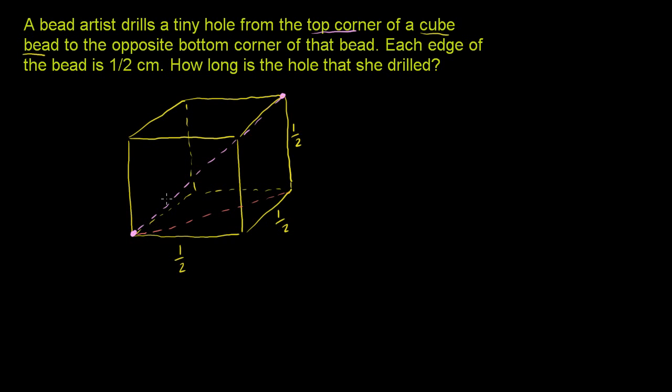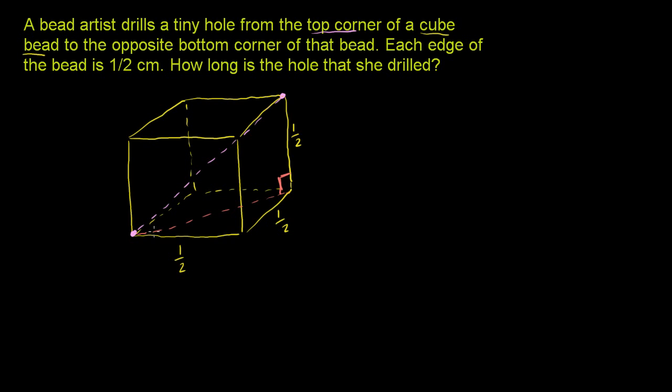If you think of it that way, then all of a sudden we have a right triangle that's going across this cube. This is a right angle over here. We know what this length is. This is 1/2 centimeters. If we could figure out the length of this orange side right here, the part that's going diagonally across the base of the cube, then we could use the Pythagorean theorem to figure out the distance in question, this longest diagonal of the cube.